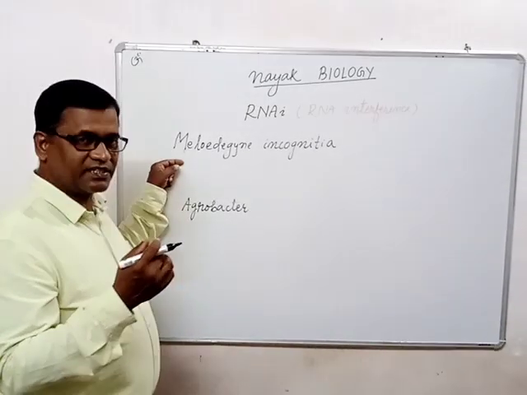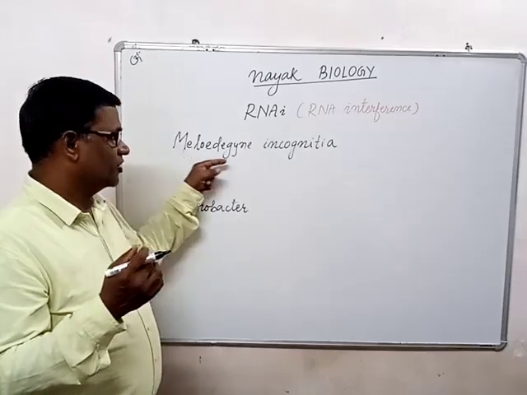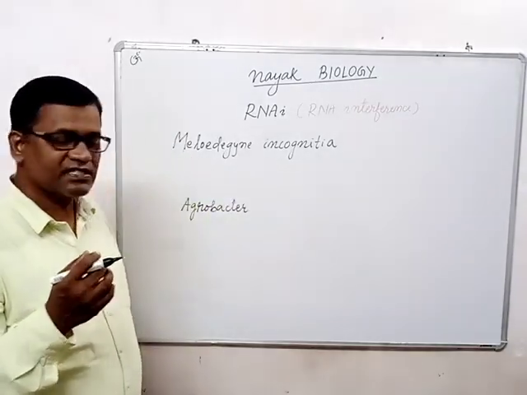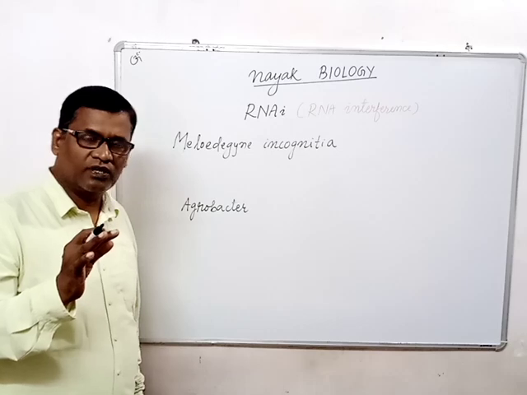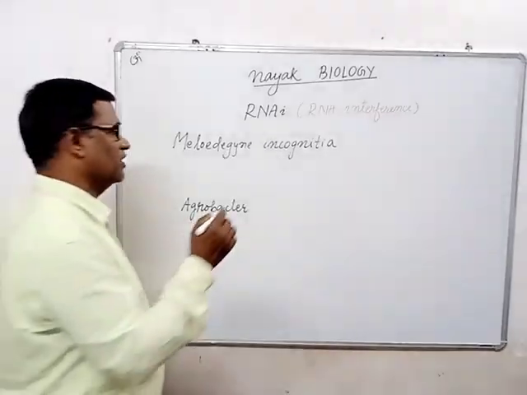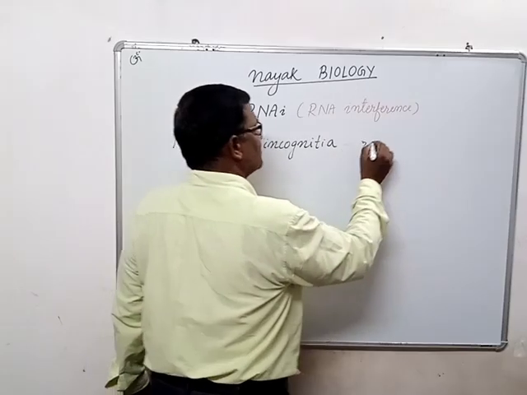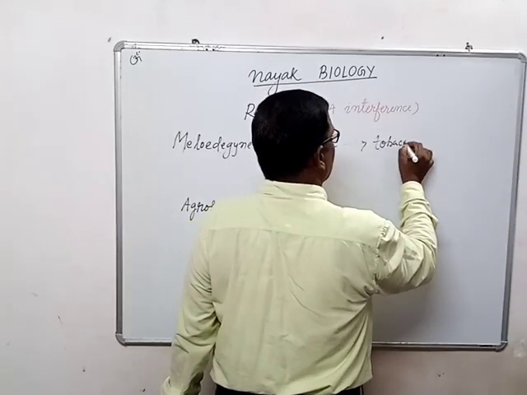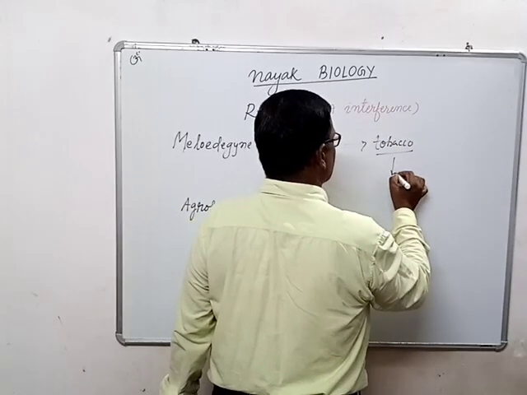Then there is one nematode, named Meloidogyne incognita. What is this Meloidogyne incognita? It is a nematode. And what is the problem with it? It infects the tobacco plant. When it infects the tobacco plant, what does it do? It produces a protein.